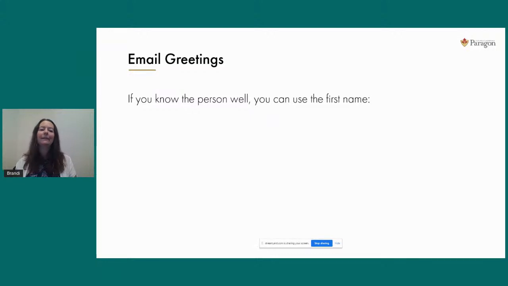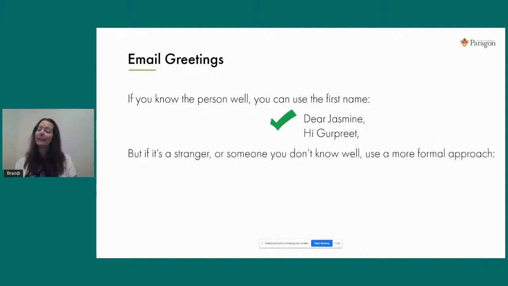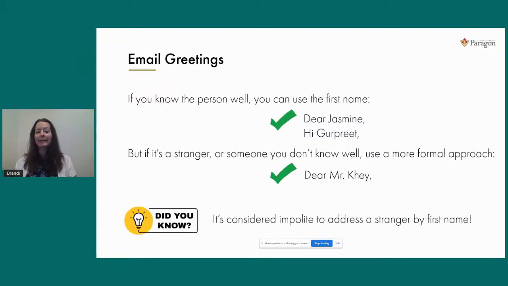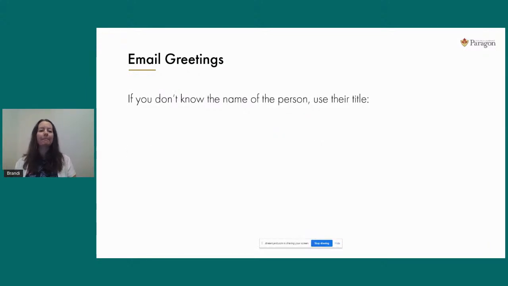Okay, last but not least, if you know the person well, obviously you can use their first name. This is very casual. So you might say, Dear Jasmine, hi Gurpreet, something like that would work. You notice you still put a comma after the greeting. But again, if it's a stranger or just somebody you don't know all that well, and I imagine on the CELPIP test, this is probably more the case, you're going to go back to that formal structure that we reviewed earlier. So Dear Mr. K, for example. So again, I just remind everyone that it is actually considered impolite in Canadian context anyway, to address a stranger by their first name. So we just don't do that. We use their last name to show respect.